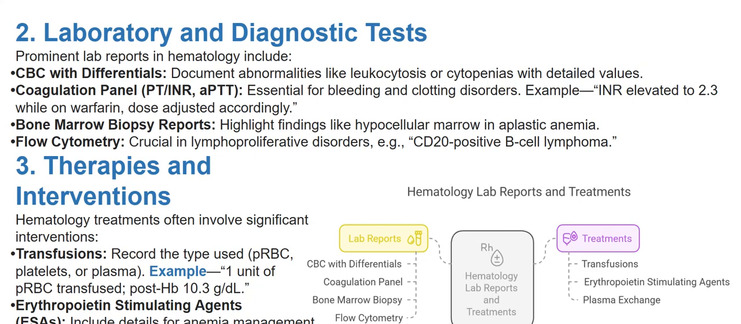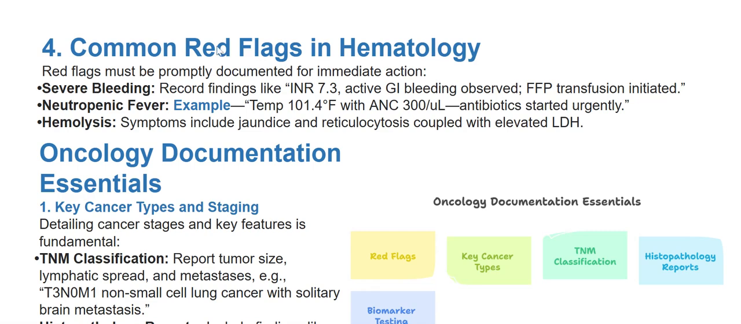Erythropoietin stimulating agents, ESAs, include details for anemia management in chronic kidney disease or chemotherapy. Plasma exchange for severe autoimmune conditions like thrombotic thrombocytopenic purpura (TTP). And here is a diagram on hematology lab reports and treatments. Common red flags in hematology. Red flags must be promptly documented for immediate action. Severe bleeding, neutropenic fever, hemolysis. Oncology documentation essentials. We'll start with key cancer types and staging. Detailing cancer stages and key features is fundamental.